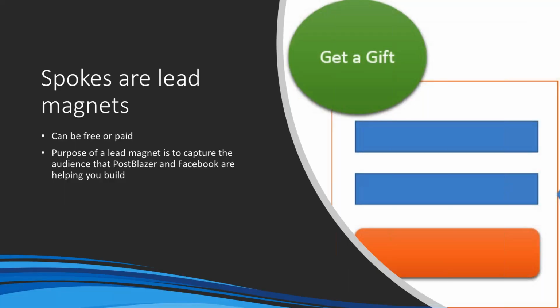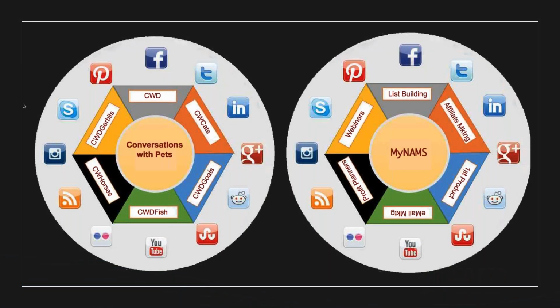And the spokes are the lead magnets, and those can be free or paid. The purpose of a lead magnet is to capture the audience that Postblazer and Facebook are helping you build. And you can see here these two examples. These are completed hub and spoke systems. This is Conversations with Pets, where Conversations with Dogs might be just one of those. And this is kind of a future thing, where we could have a bigger site that is basically a pet site with all of these different things in here that lead to the pets.